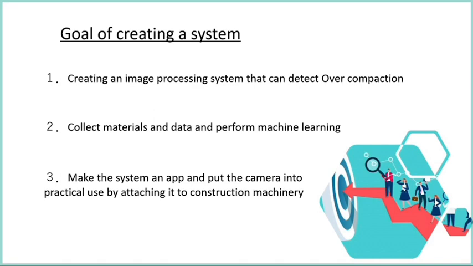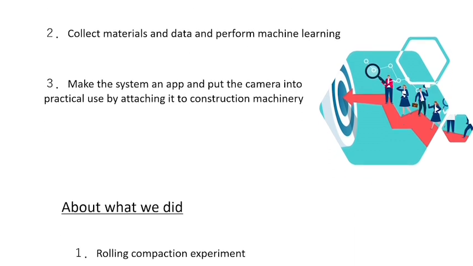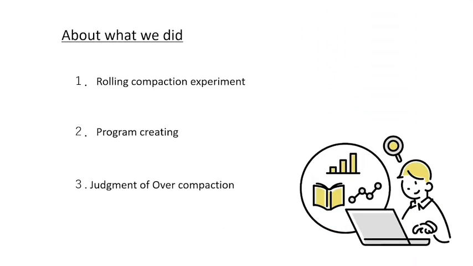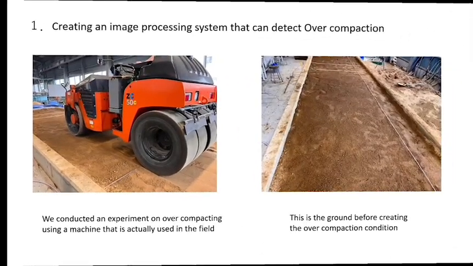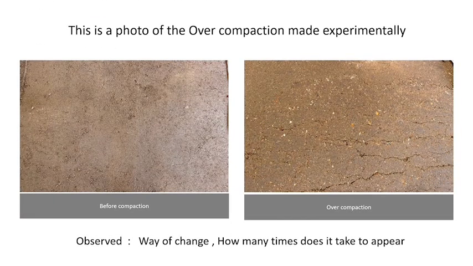Due to scheduling conflict, the experiment was not possible. I would like to continue doing this in the future. The content of the experiment is: we used rollers that were actually used in the field to create an over-compaction state on a trial basis. We observed how many times the rolling compaction would produce a characteristic texture and what kind of change there would be.